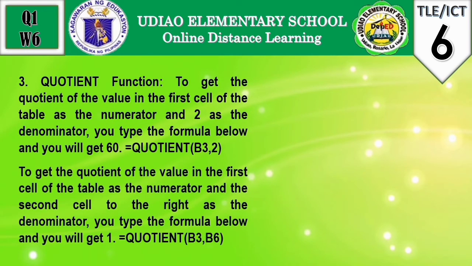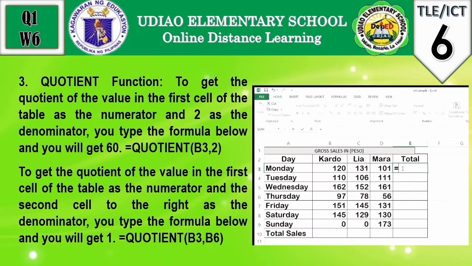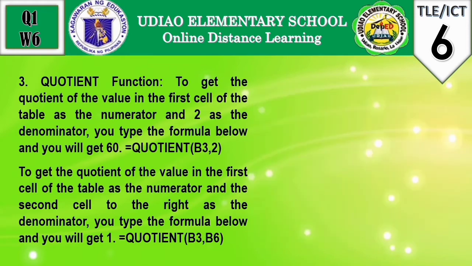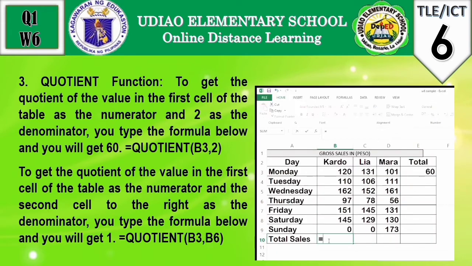Number 3, quotient function. To get the quotient of the value in the first cell of the table as the numerator and 2 as the denominator, you type the formula below and you will get 60. To get the quotient of the value in the first cell of the table as the numerator and the second cell to the right as the denominator, you type the formula below and you will get 1.